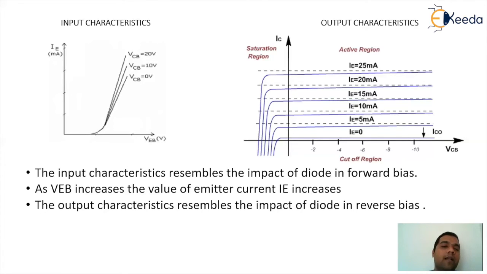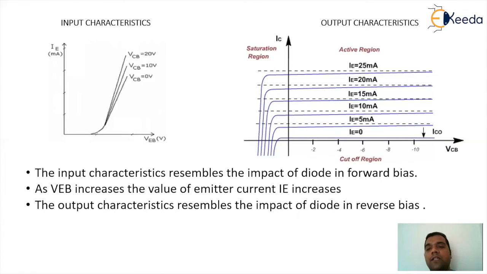So when you try to get the relation, and when you can see the graph now clearly, the graph is showing that the input characteristics basically resemble the impact of a diode under forward bias. And that's the reason when the VEB value is increasing, the IE value will increase. And if your observation is sharp, the conduction is happening, the current is rising after a particular point. So this is as good as the forward characteristics of a PN junction.